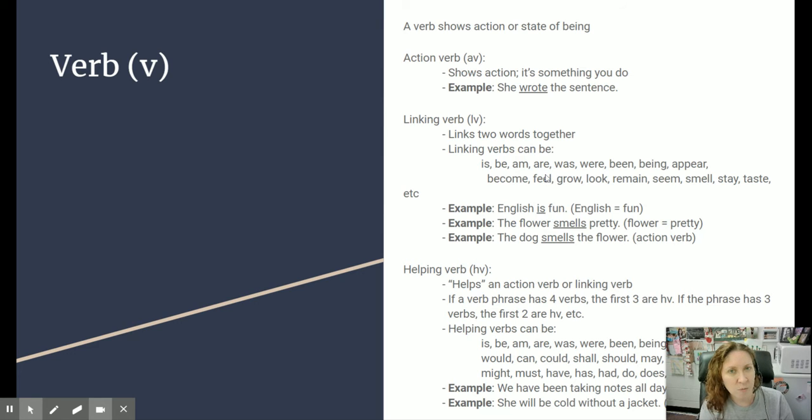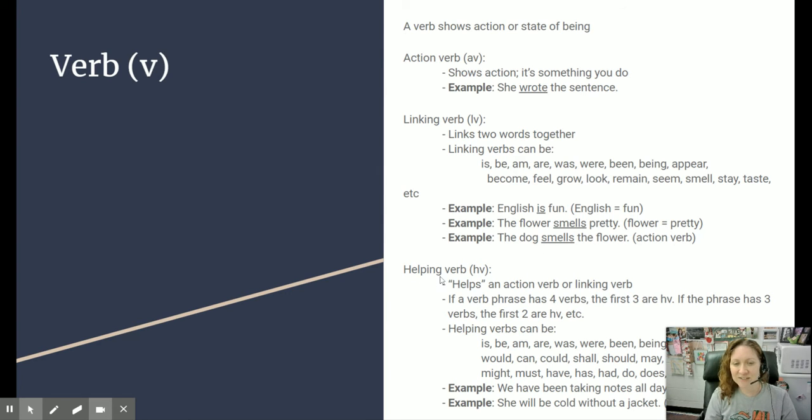You also have other words that just show some kind of connection. Remain, seem, smell. So in your example where you have English is fun, you are linking English to something that describes it, which is fun. Well, that's the adjective that I'm going to use to describe English. You can use others. Regardless, your linking verb would be is. The same thing here. The flower smells pretty. We're going to connect flower to the way that it smells, a word that describes it.